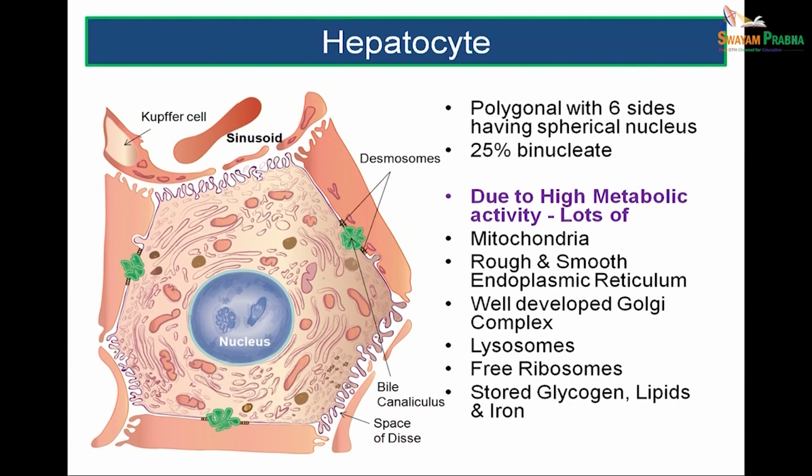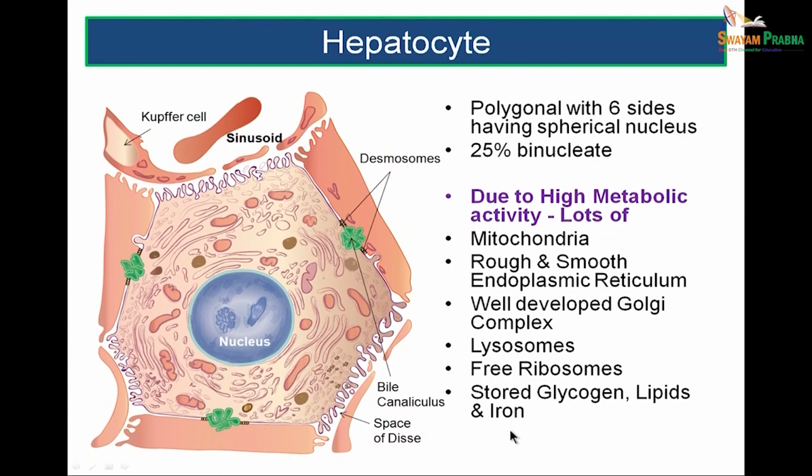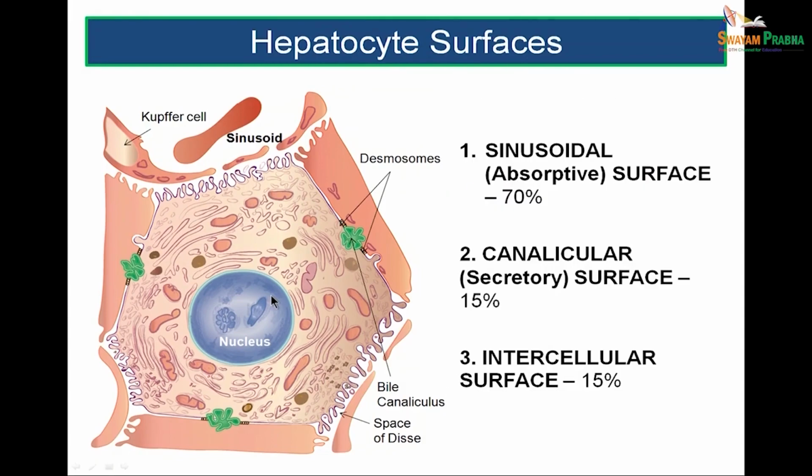Let's study the hepatocyte. Now, the hepatocyte is a six-sided cell. There is a nucleus in the center, and it has a lot of organelles. Why do you think it has a lot of organelles? It has a high metabolic activity, so it will have a lot of mitochondria, endoplasmic reticulum, Golgi apparatus, lysosomes, and stored products like glycogen, lipids and iron. So we have a hepatocyte here, and it is filled with a lot of cell organelles.